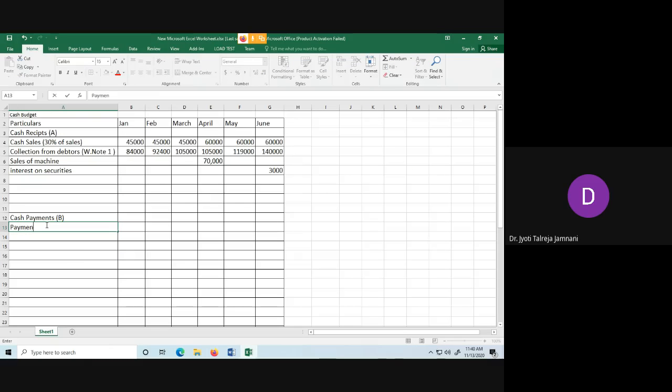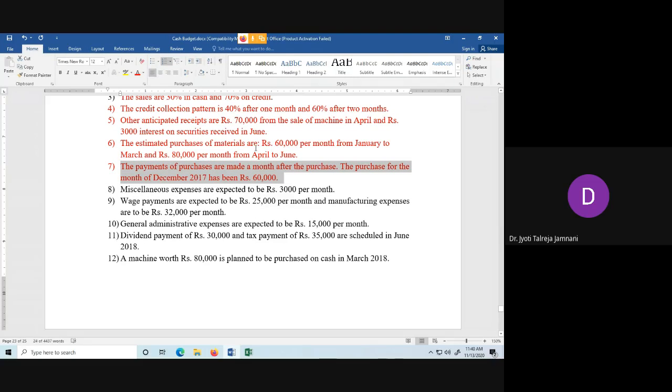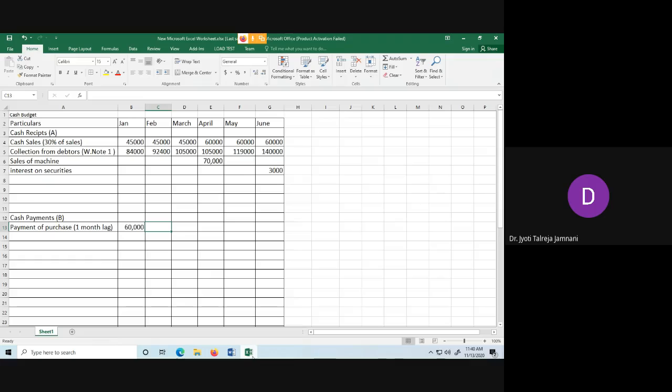So you write payment of purchase, in bracket 1 month lag, because we're taking 1 month time to pay it. So December purchases, as it was told here, is 60,000. So that we will pay in Jan. So December purchase in Jan. Jan, how much is the purchases? Just see the above point. 60,000 per month from Jan to March. So Jan 60 will be paid in Feb. Feb 60 will be paid in March. And March 60 will be paid in April.